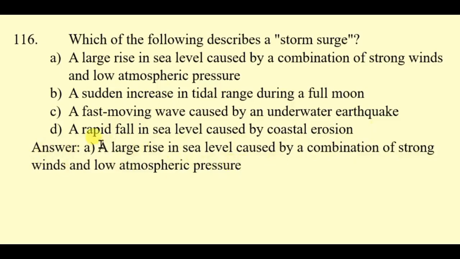This feature happens when a cyclone occurs in coastal areas, where strong winds and low atmospheric pressure combine to cause it. And a sudden increase in tidal range during a full moon is a spring tide, not the storm surge.